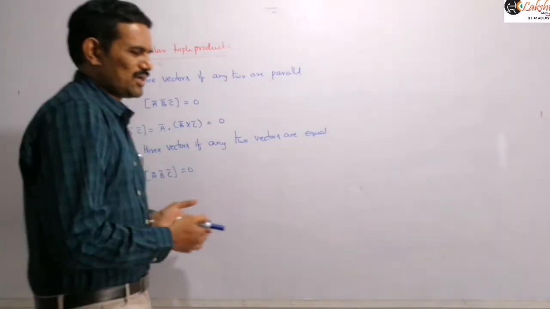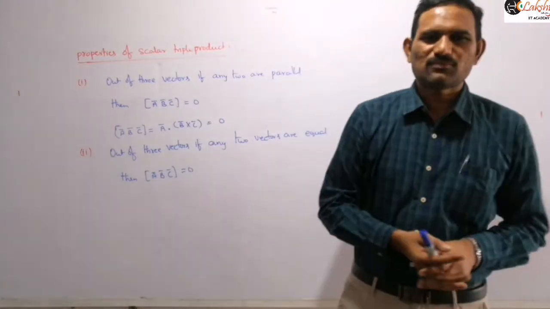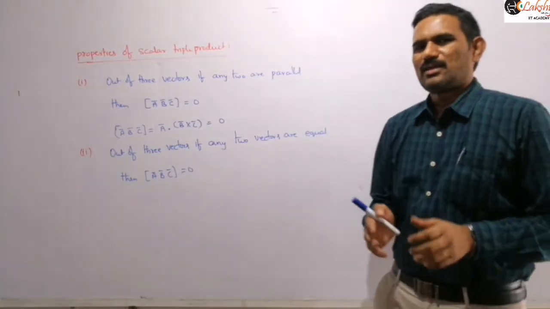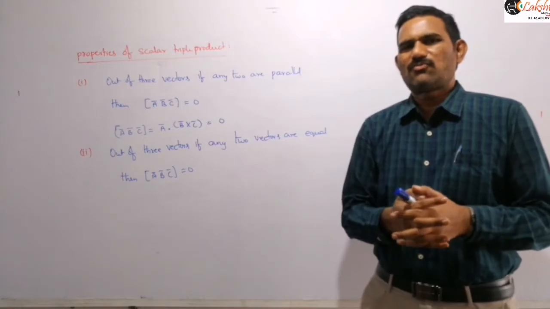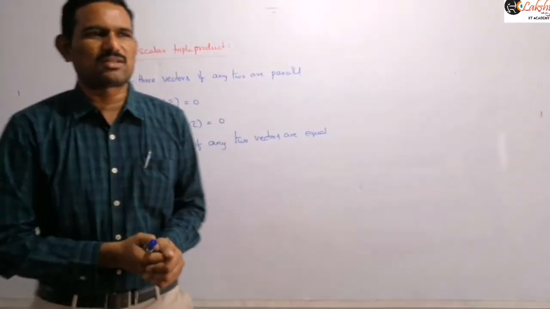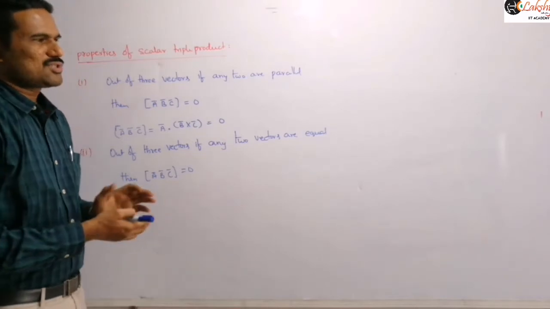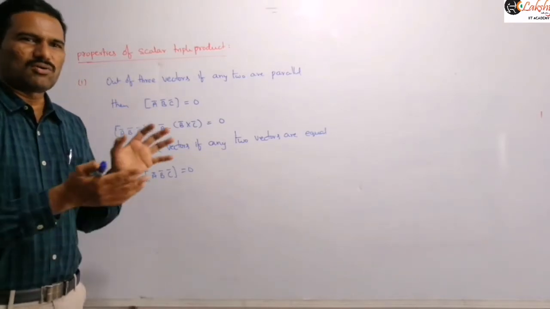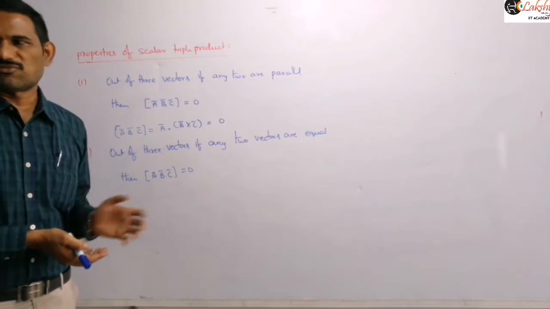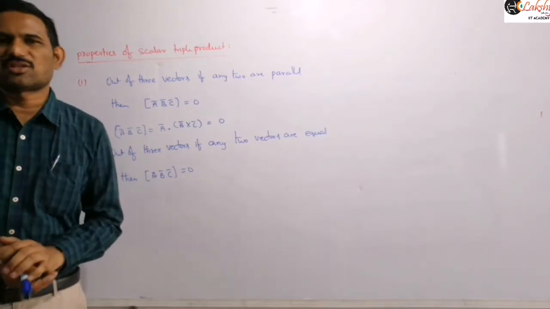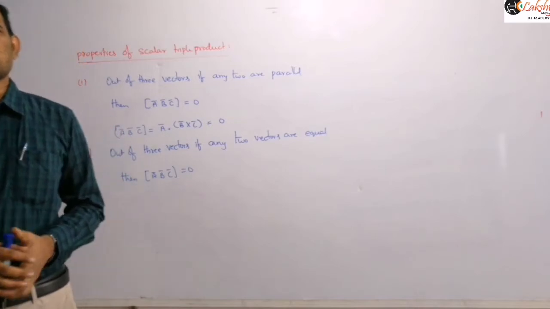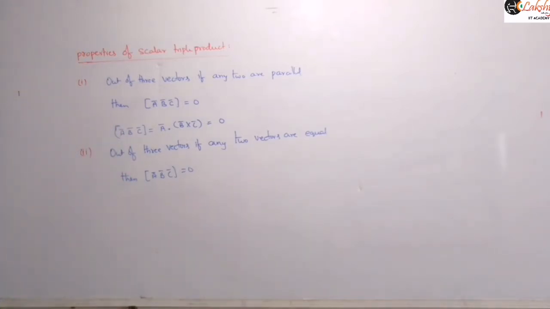You can also express this as: if two vectors are parallel, then the volume of the object formed by them will be equal to 0. That is the reason: if two vectors are parallel, the volume formed by this parallelepiped becomes 0. It doesn't form any volume, right? So because of that, the triple product of three vectors is 0.